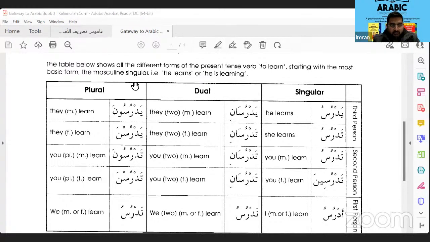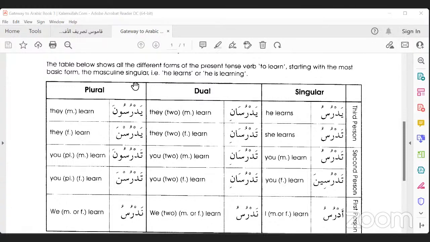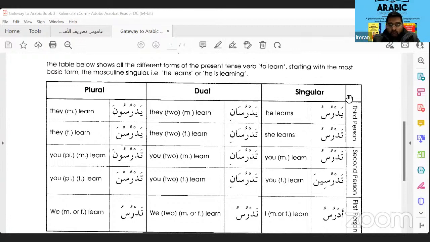Sister Narjis Darsi, are you there? Yes, I'm there. Clear. Is that clear? Thank you. I want you to do the first three. Yadrusu, yadrusani, and yadrusuna. Okay.